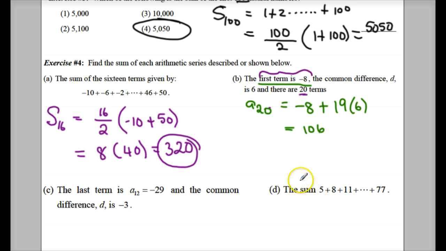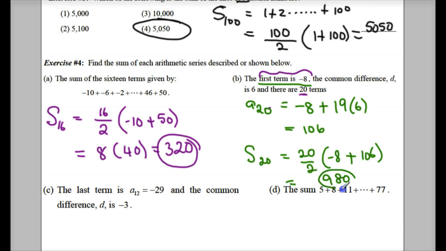So remember, I'm asking for the sum of 20, so it'll be 20 over 2. I know my first term, and I just found my last term, 106. Put this in the calculator, you get 980.